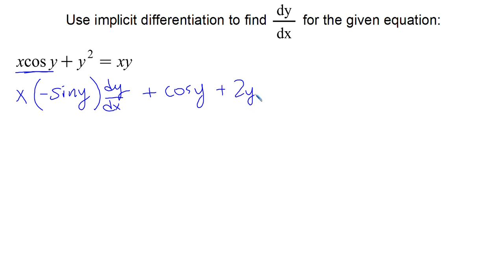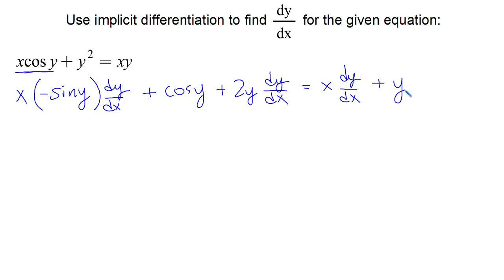Plus 2y dy/dx. That's our derivative of y squared with respect to y, which is 2y, and then we have to multiply it by the derivative of y with respect to x, which is dy/dx. Then on the right-hand side, xy is a product rule. So it's x times the derivative of y with respect to x plus y times the derivative of x. Well, the derivative of x is just 1, so we don't need to include that.